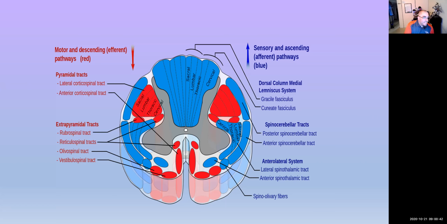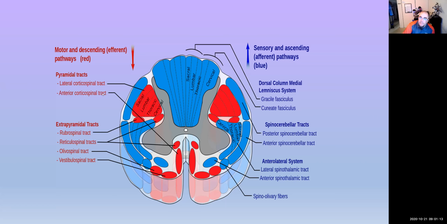So you have ascending, which would be your sensory tracts. And then you have your descending, which are your motor. Because obviously ascending are going to send up to the brain. Descending are going to send down from the brain to the body. If you look at most of them, they kind of tell you what they're responsible for.